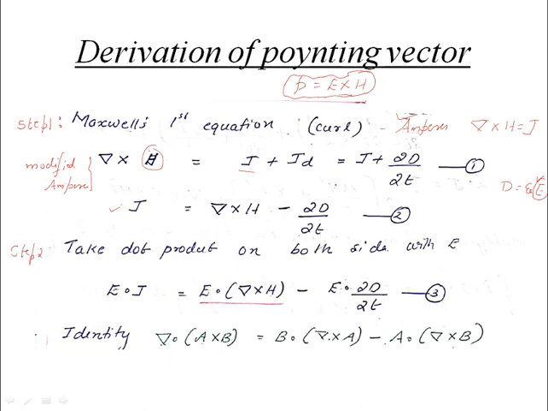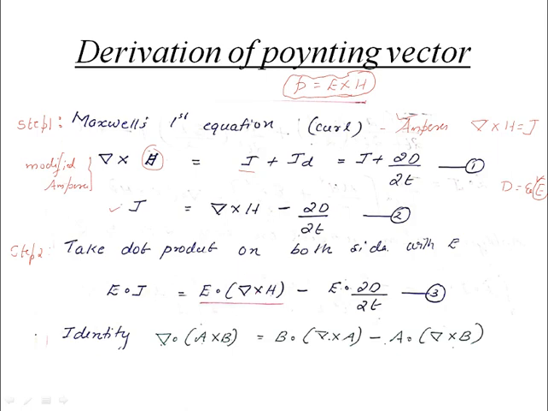Step 2 is we have to take the dot product on both sides. So we have to take E dot over here, E dot over here, E dot over here. So E dot J equal to E dot del cross H minus E dot dou D divided by dou t. So from this term, we are going to get somehow E cross H.